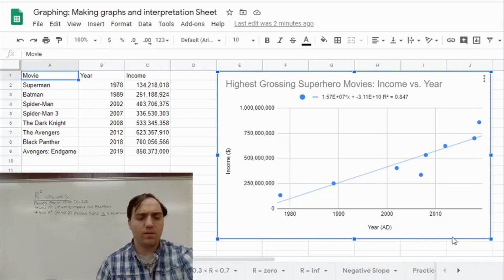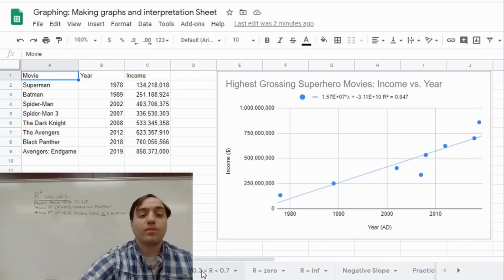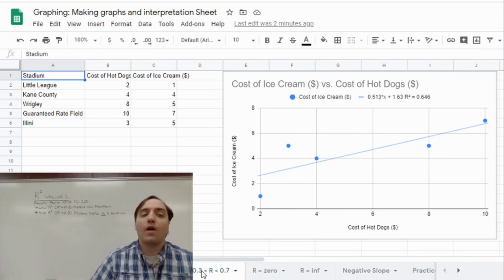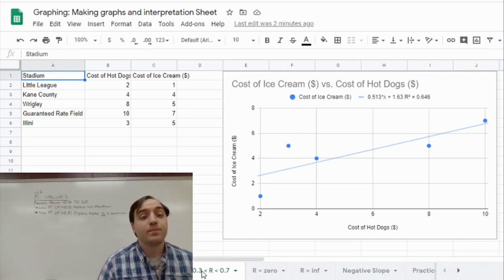What about in between? What about the rest of the potential numbers? Well, let's take a look at an example. Here, I went to various different baseball stadiums with my family, and I looked at the cost of hot dogs and I looked at the cost of ice cream. Both are measured in dollars. And I graphed them. And I looked and determined if the cost of ice cream in a stadium is determined based on the cost of hot dogs.